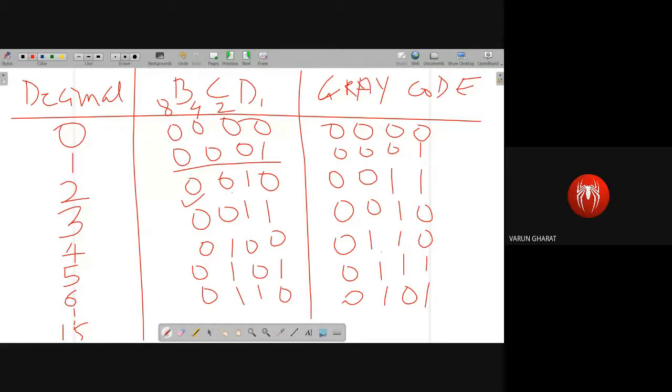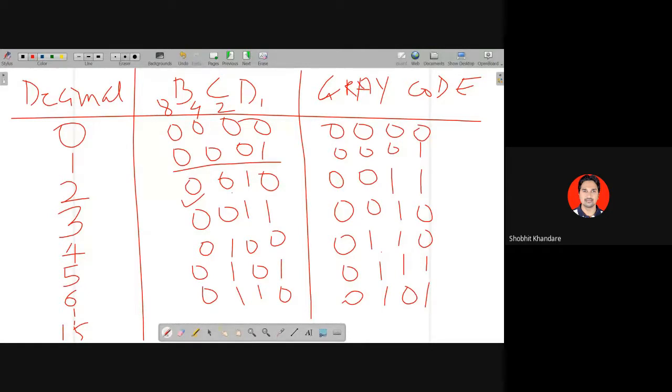Yes, sir. Okay, okay. Now see here, we have completed the gray table. We have seen the decimal numbers from 0 to 15 and their corresponding gray code. We have also seen how you convert your binary code or BCD code into gray code.